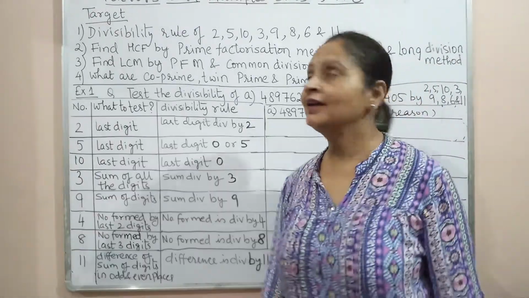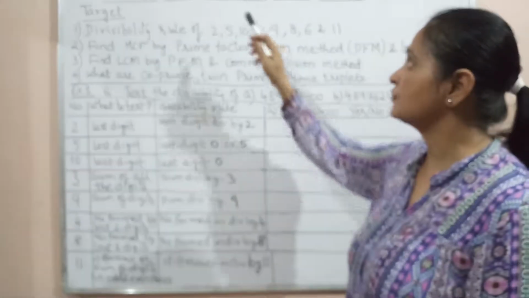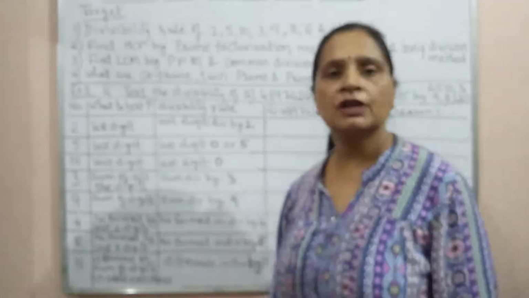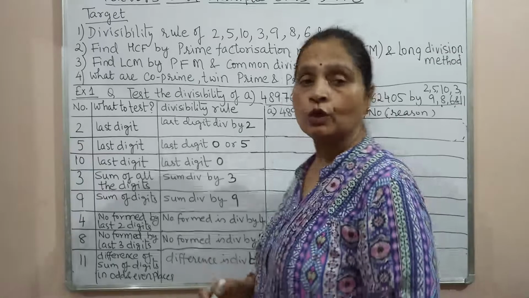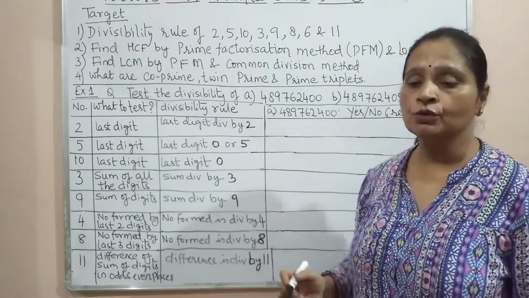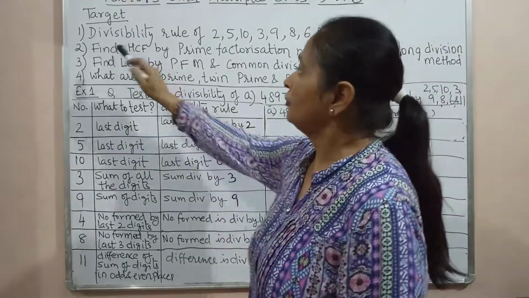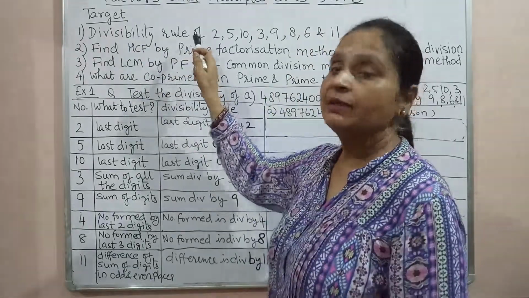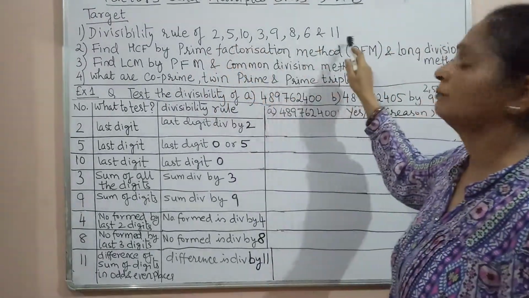Hello students. Now let us study this new topic, that is factors and multiples. This is for class 5 and 6. Now let us know what should be our target in this chapter. The first thing is we must know the divisibility rule by these numbers.